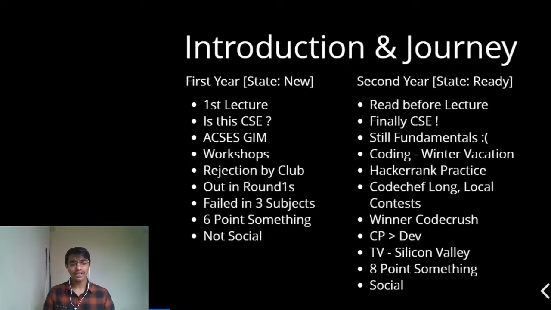So obviously I cleared that in the makeup examinations, but this was the thing, I had a lot of failures, and I failed in three subjects in the first year itself. And again, I got a little bit sad and overall it was not good. And failing in three subjects obviously gets your pointer to 6 point something. So that's what the 6 point something means.